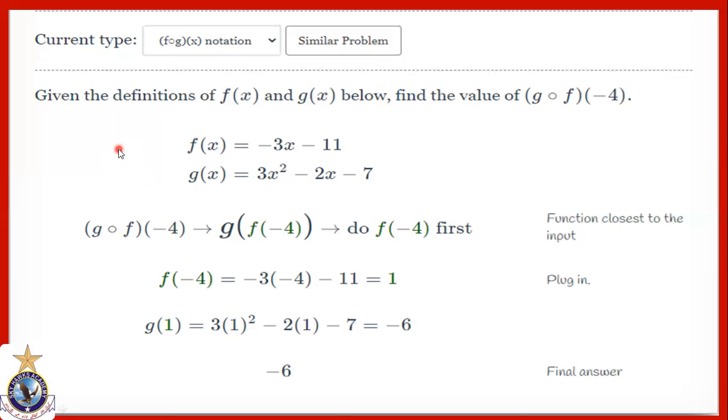This is the way, but just one thing: the order is very important. First this will be done, and then g will come out to the left. The one closest to the input is considered first, and then g will become the function of this. So order is very important.